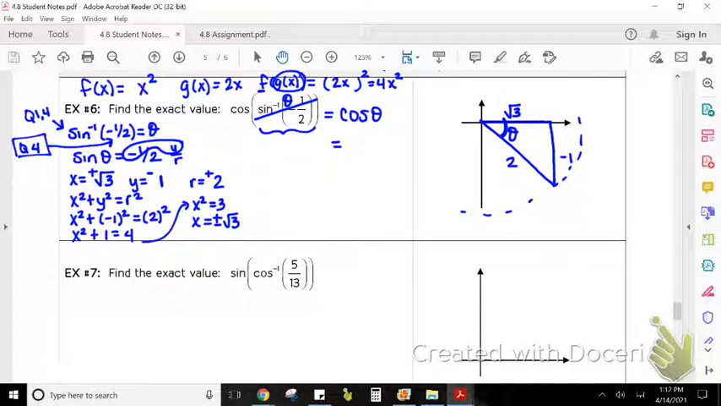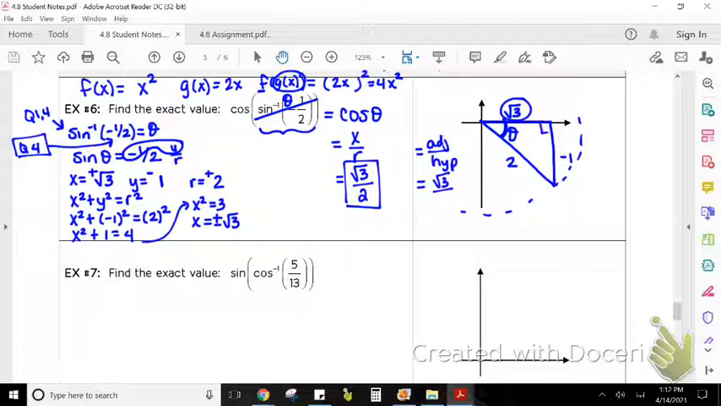So what is cosine in terms of x, y, and r? x over r. What is my x value? Square root of 3. Over what is my r value? 2. And so that is what this is equal to. Now for the triangle part over here, we could have said cosine is the c, so it's the adjacent over the hypotenuse. Adjacent, remember, means next to, so it would have been the square root of 3. Hypotenuse is always across from that 90-degree angle, which is 2, and we'd have got the same answer that way. Okay?